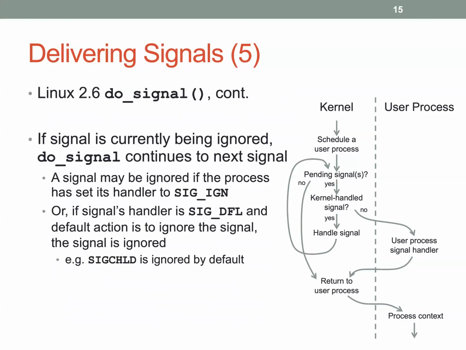Okay. If a signal is being ignored, do_signal just ignores it? I mean, that's shocking, right? So there's a couple of ways you can do that. One is if you set the handler to SIG_IGN. This is a special value you can use to tell the process to ignore a certain signal, which is always tempting to people who first learn about this.